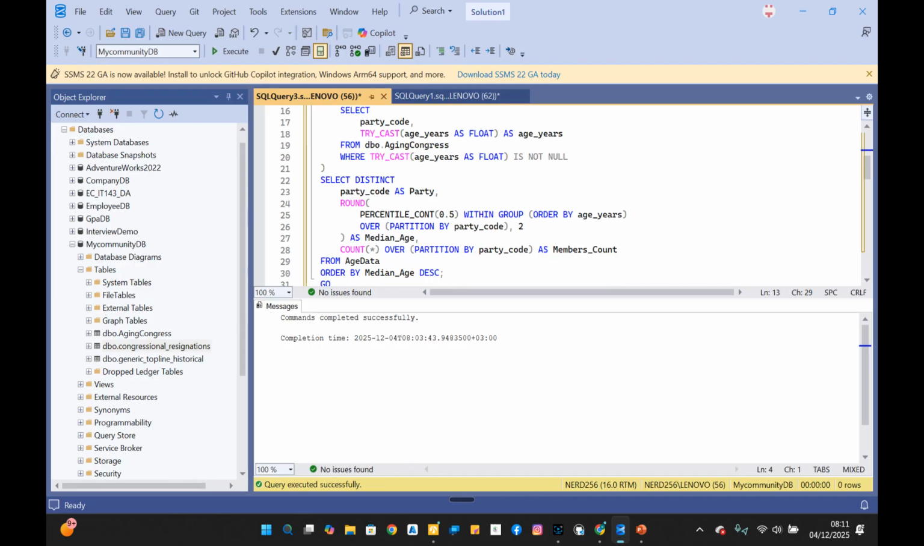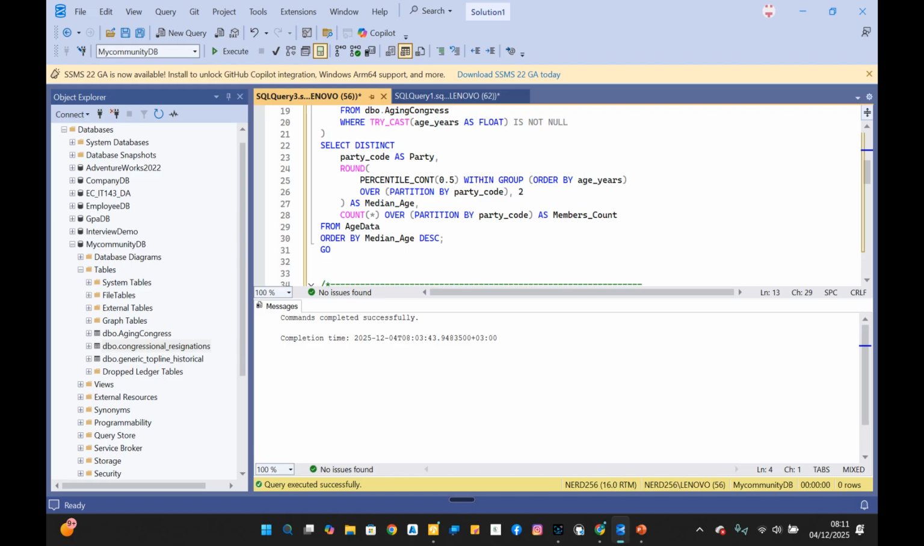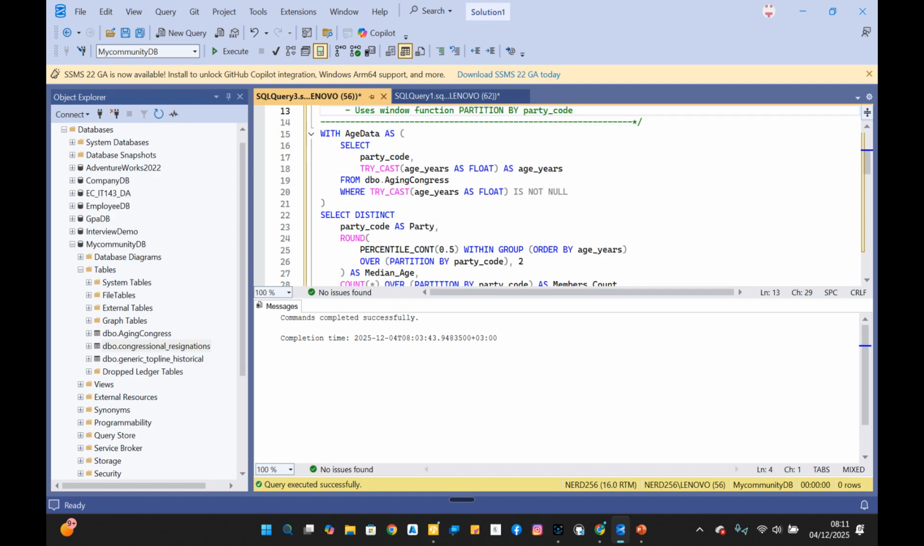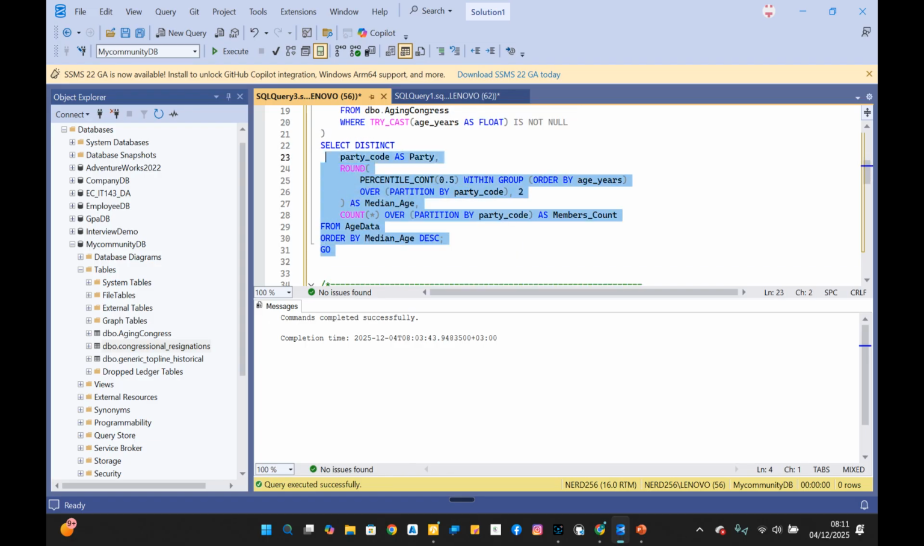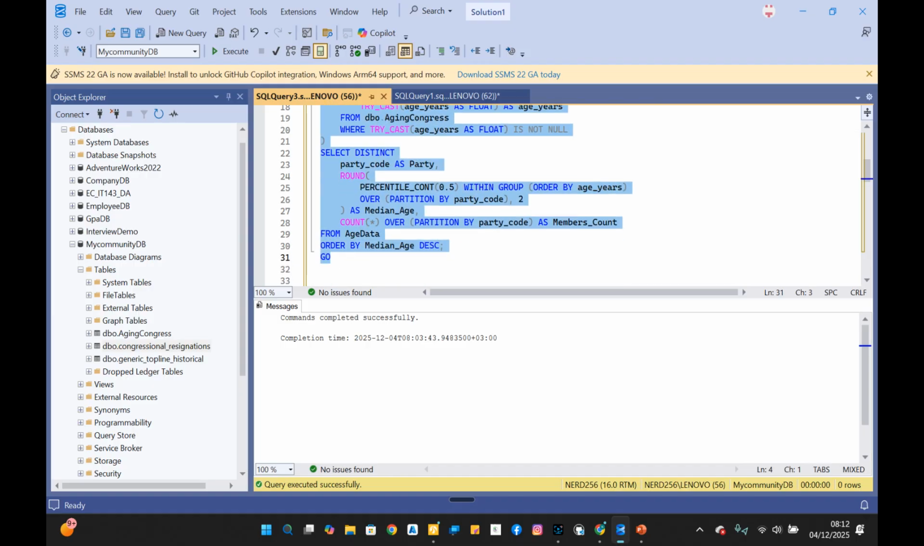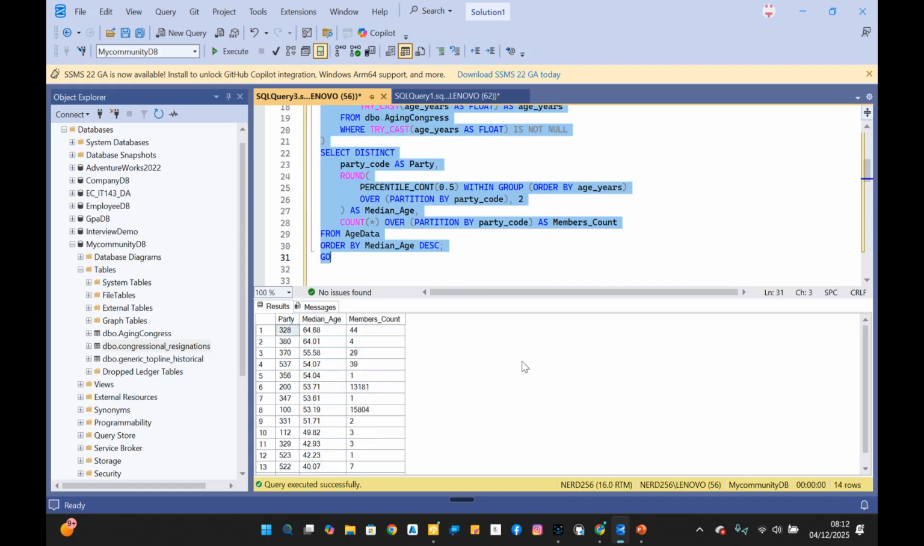Basically, when you look at the main column we deal with here, we are looking at the age data. When I run this first SQL statement, it is supposed to give us the party, the median age, and members count, which is what we've been looking at.